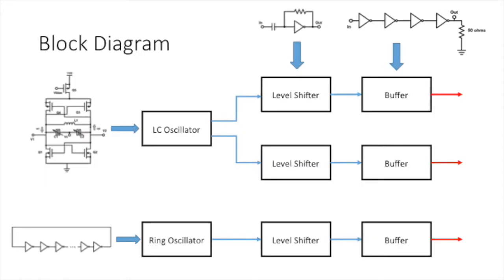We will now look at the system's block diagram. For this chip, two oscillators were designed, both of them electrical. The first one is the LC oscillator. It is an NMOS-PMOS negative resistance topology.